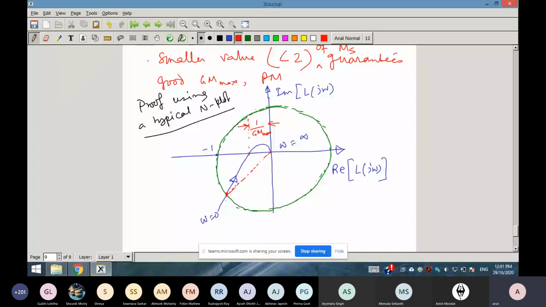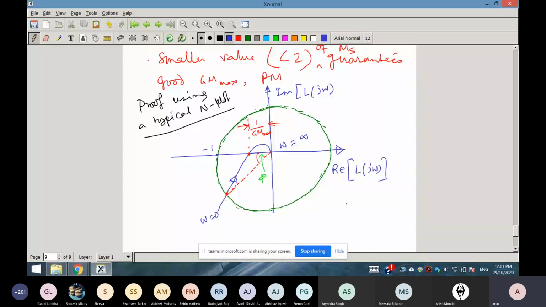So this is your phase cross-over frequency, and this is your gain cross-over frequency. Those things I am not writing. So this is your phi, this is your phi, phase margin. So phi is your phase margin.